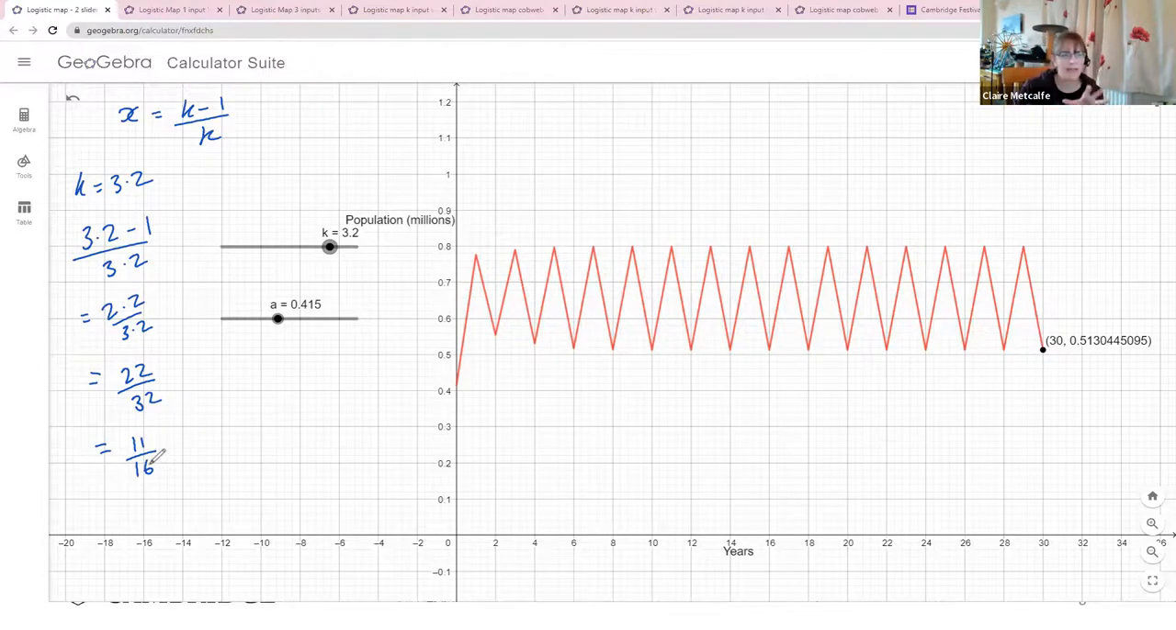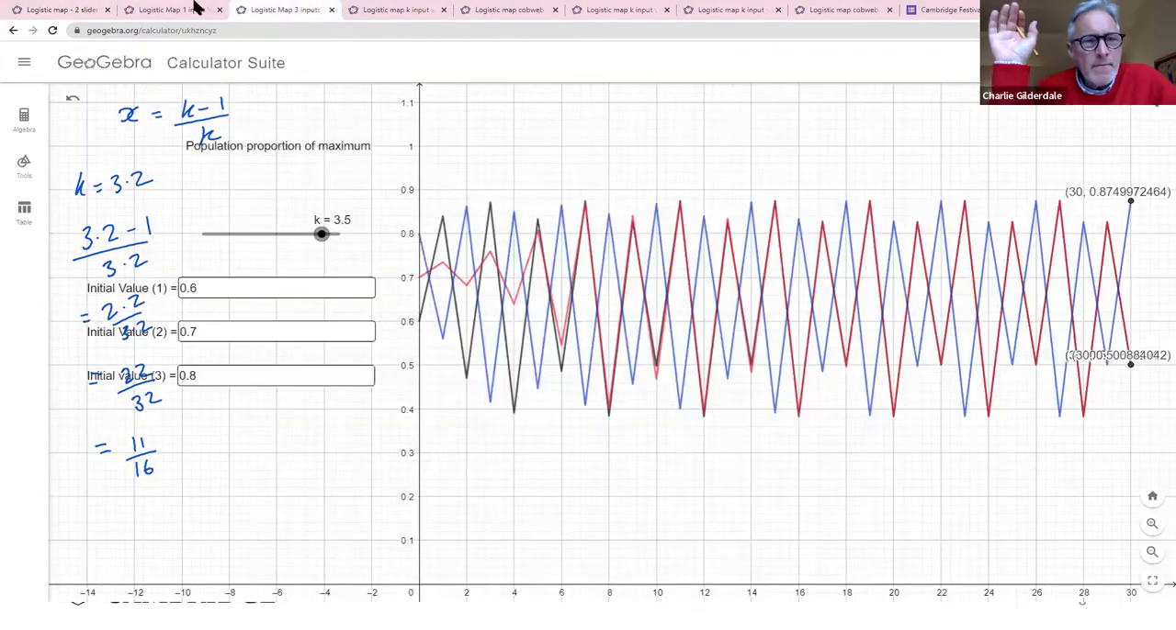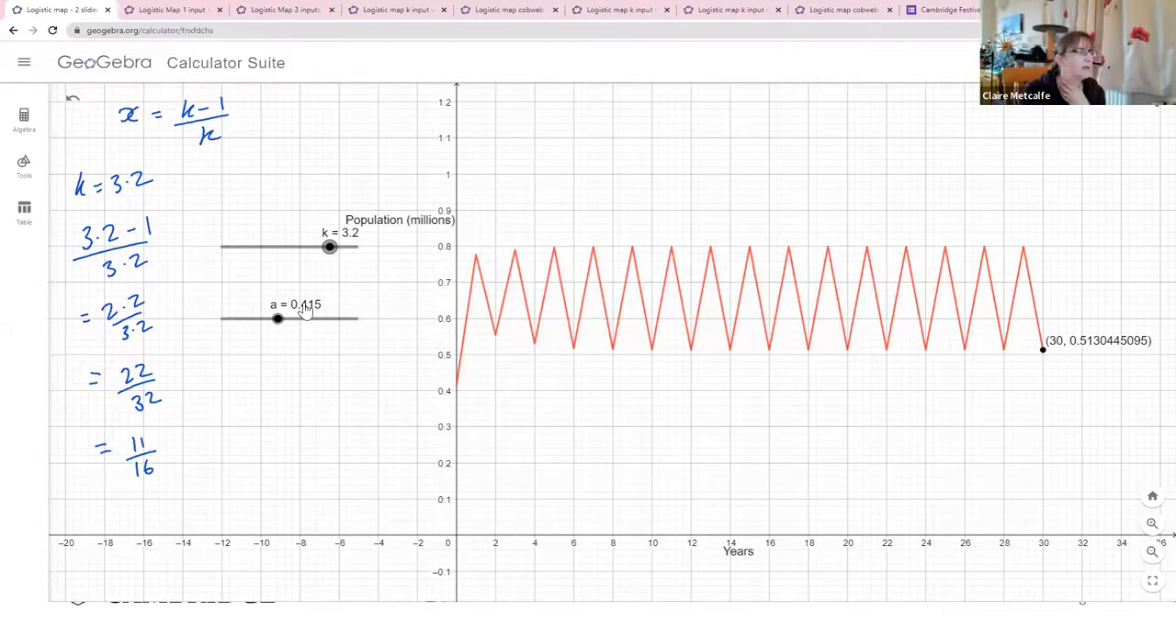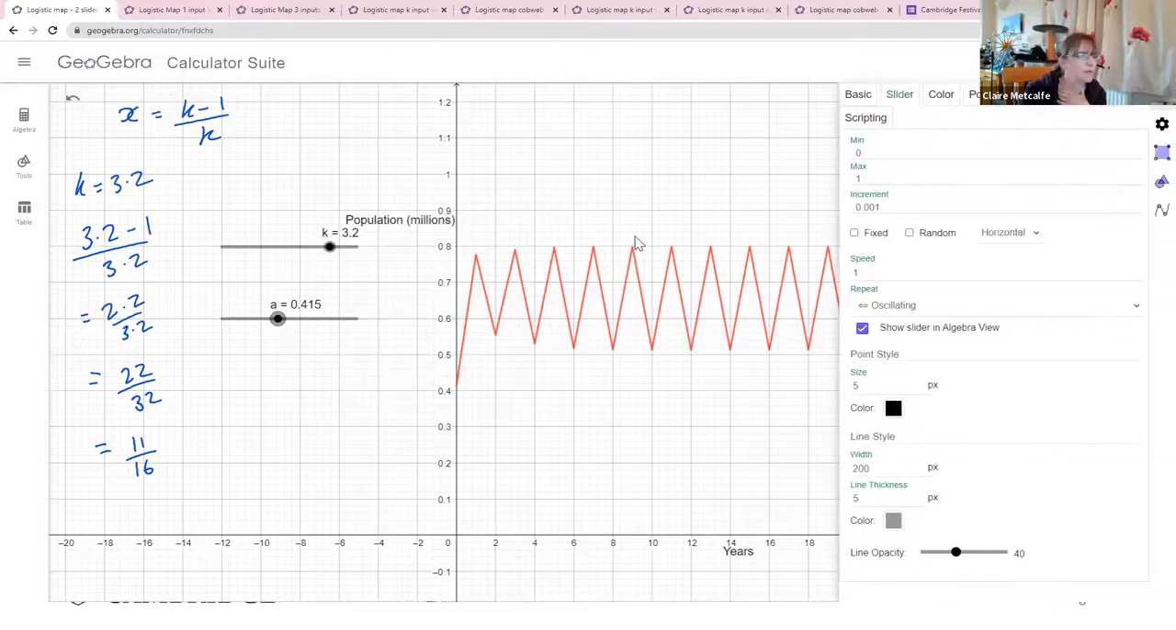But we're not settling down to 11/16ths. We're pinging back and forth. So I'm going to look at a different GeoGebra page and try to work out a bit more of what's happening. Sorry, Claire? Yeah. Can you just go through that again? We're getting 11/16ths, but this doesn't guarantee that it's going to settle on 11/16ths. I'm going to see if I can actually start on 11/16ths and see what happens.